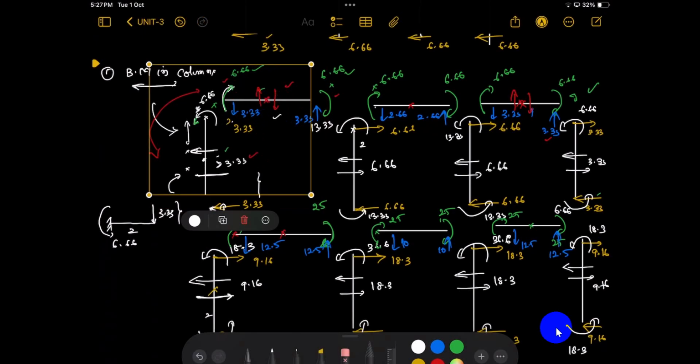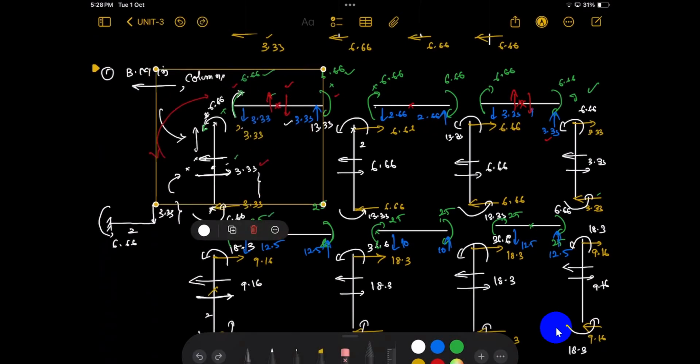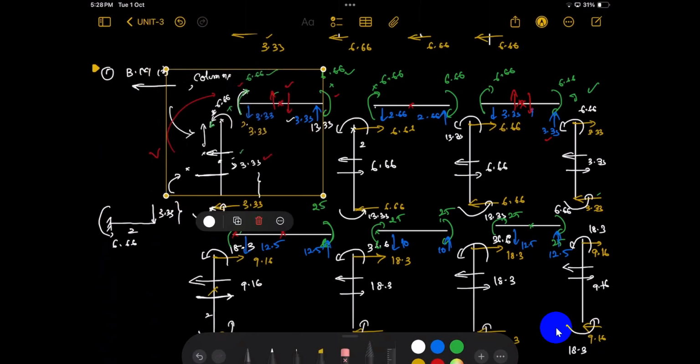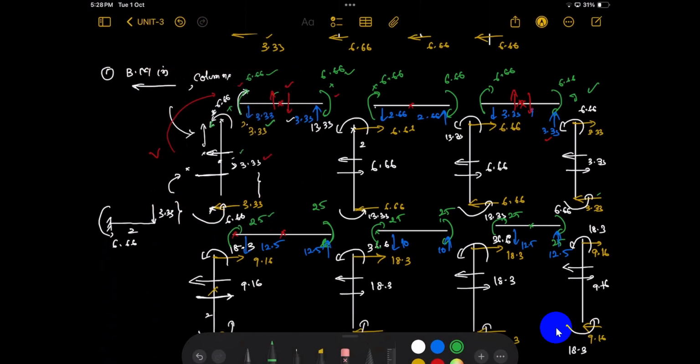See what I did. Just see it. It's 3.33. Maintain the joint equilibrium. So this should also be 3.33. That's it. Now this comes to the bottom side. So this comes to the bottom side. This must be the upward side.